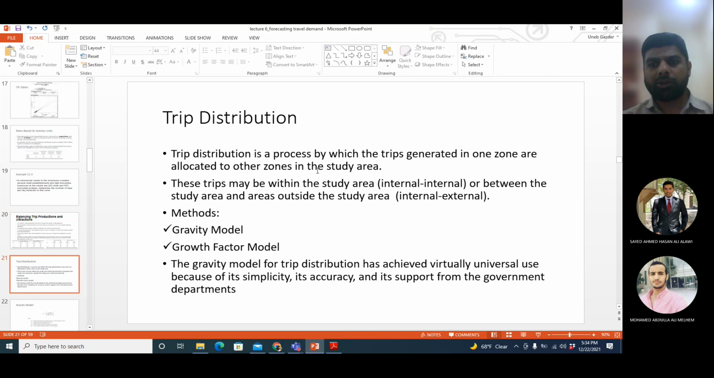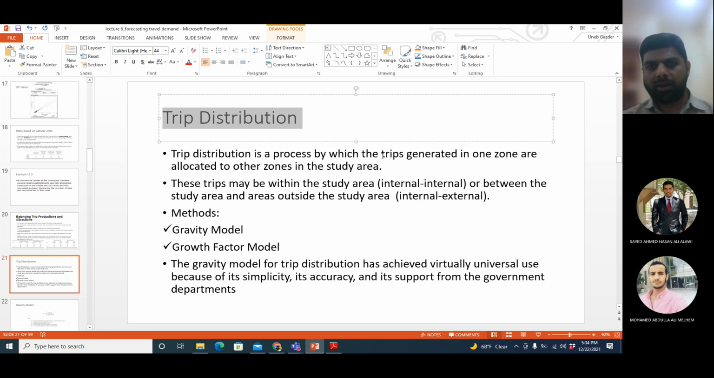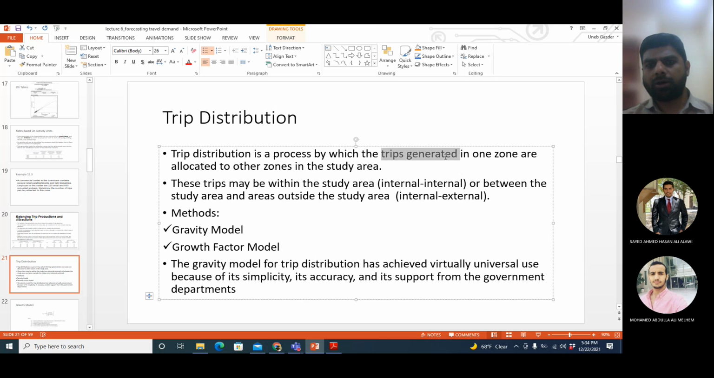And this is what we are trying to find out in the trip distribution stage. This is the process by which trips generated from each zone are allocated to other zones in the study area. So whichever trip is generated, where it is going or where it came from, this is what we are trying to find out in trip distribution.